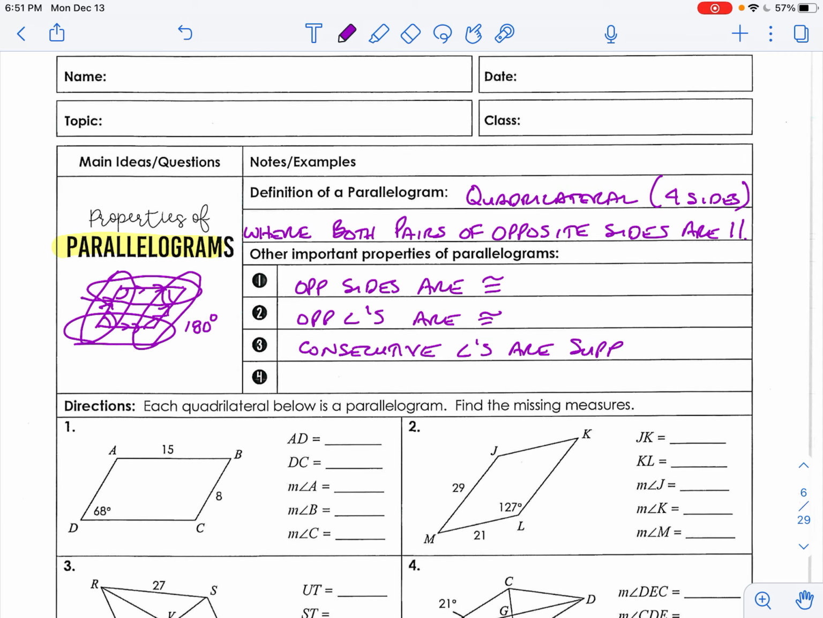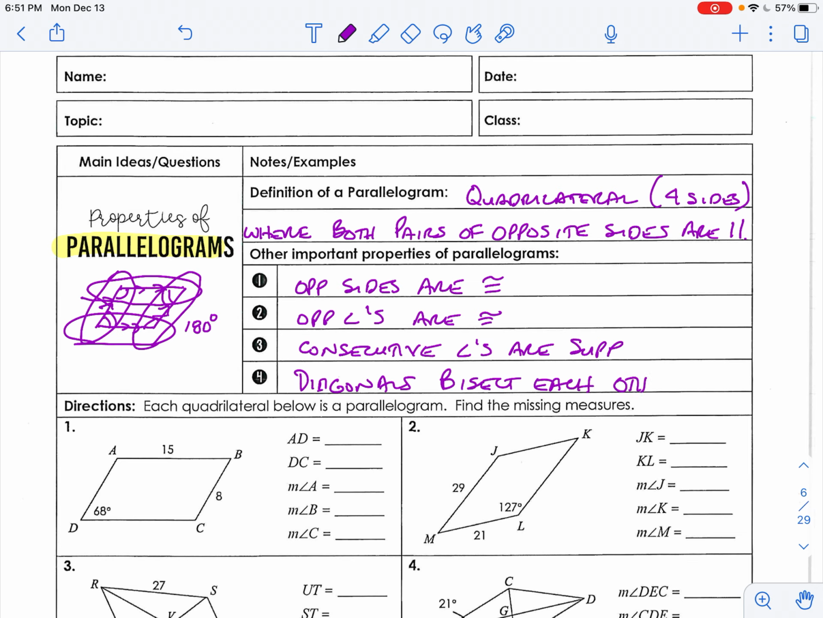Now, here's the other one that we need to go over that's probably new, which is the diagonals. Oops, sorry. Let me erase that. I can't write here very good. The diagonals bisect each other. So that's a term from the past. You remember what bisect means? That means that it goes through the midpoint.